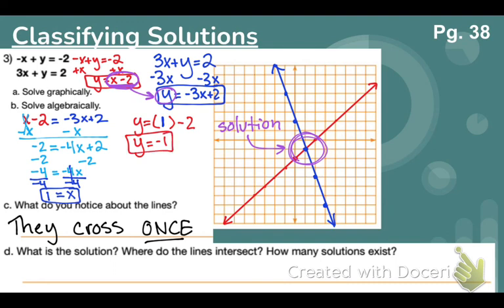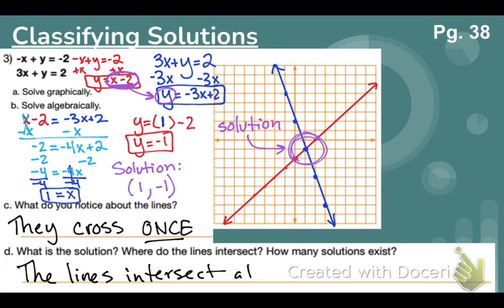How many solutions do we have? Just one, yeah. So we're going to write our solution as our ordered pair, 1, -1. Is that the same point that we found on the graph? Yeah. So if we solve this graphically, with substitution, or with elimination, we're always going to get the same answer. And on the graph we had the lines intersect at 1, -1, and that's our only solution.